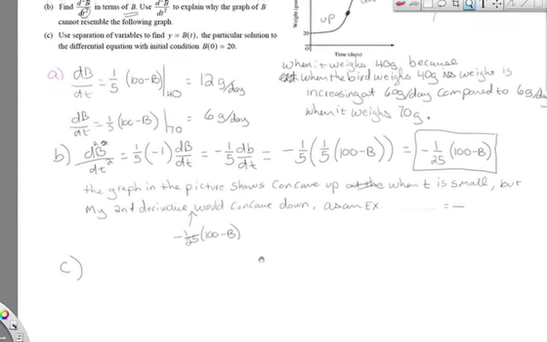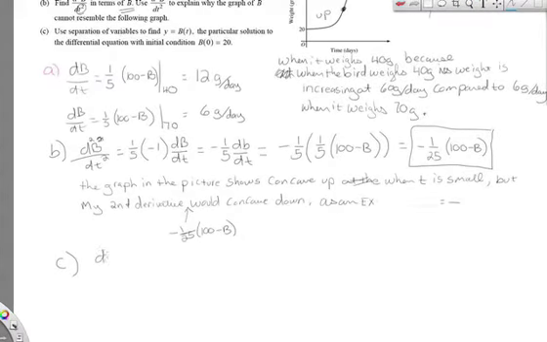1/5 of 100 minus b. So dB/dt equals 1/5 of 100 minus b. It might again be easier to distribute the 1/5, but I'm going to leave it alone and just take it from here.